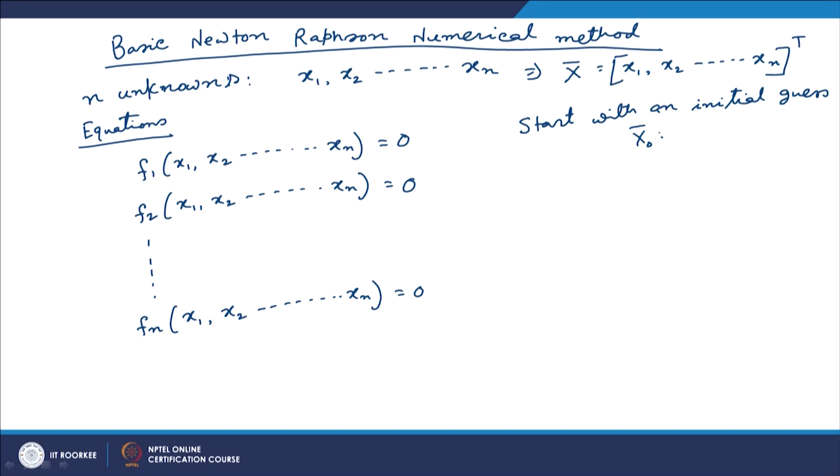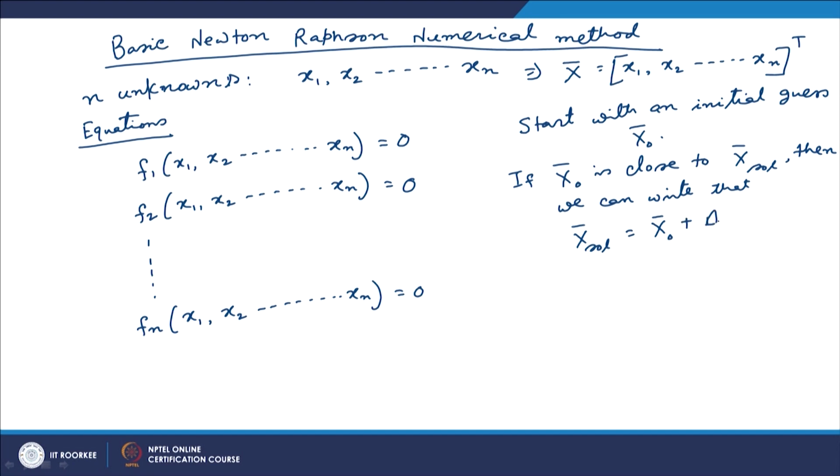Now, if x naught is sufficiently close to the actual value of x, or rather x solution denotes this actual solution, then we can write that x solution is equal to x naught plus some delta x vector.